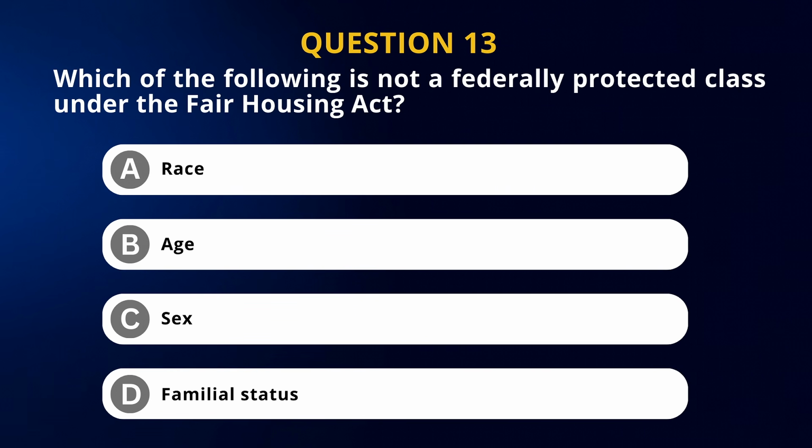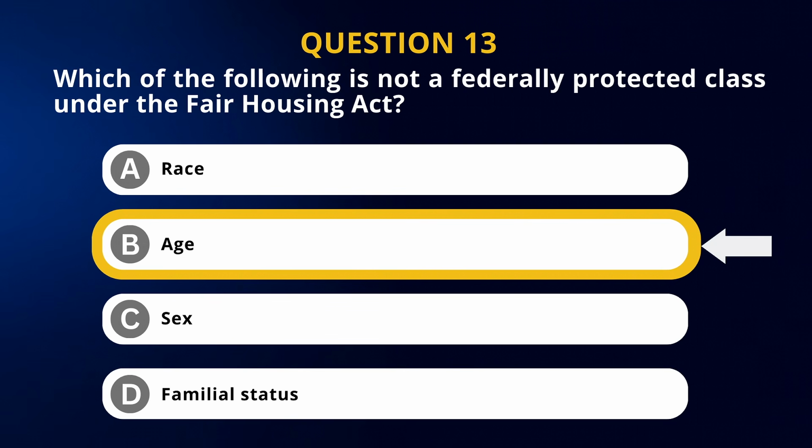Question number 13. Which of the following is not a federally protected class under the Fair Housing Act? Letter A, race. Letter B, age. Letter C, sex. Letter D, familial status. And the answer? Letter B, age.